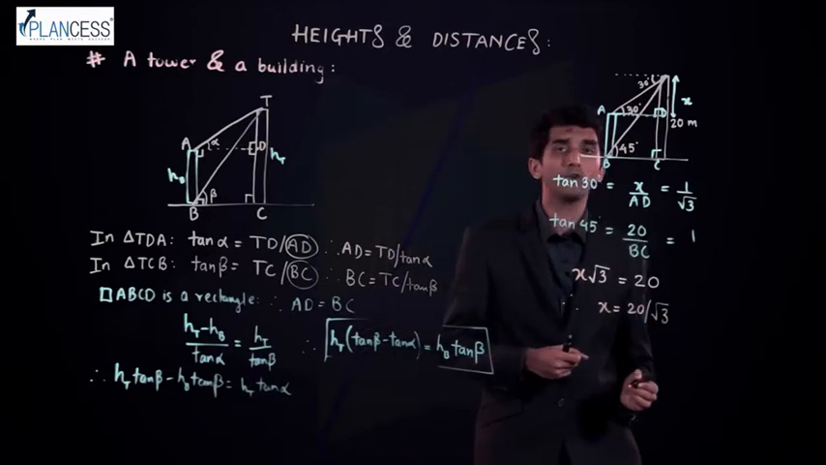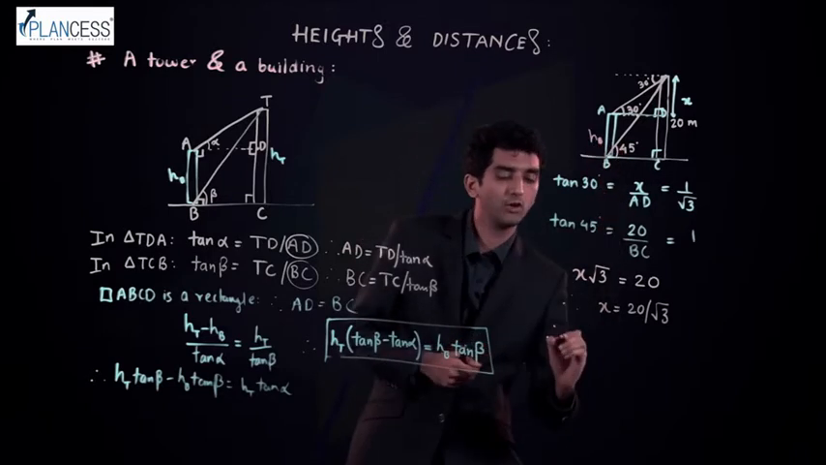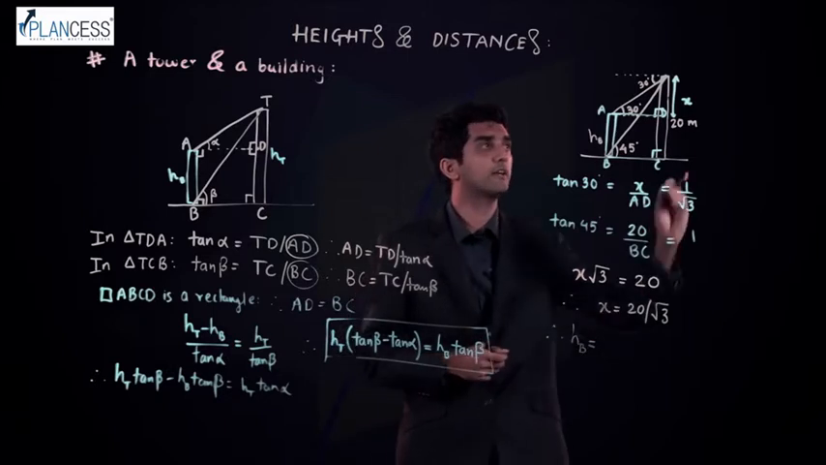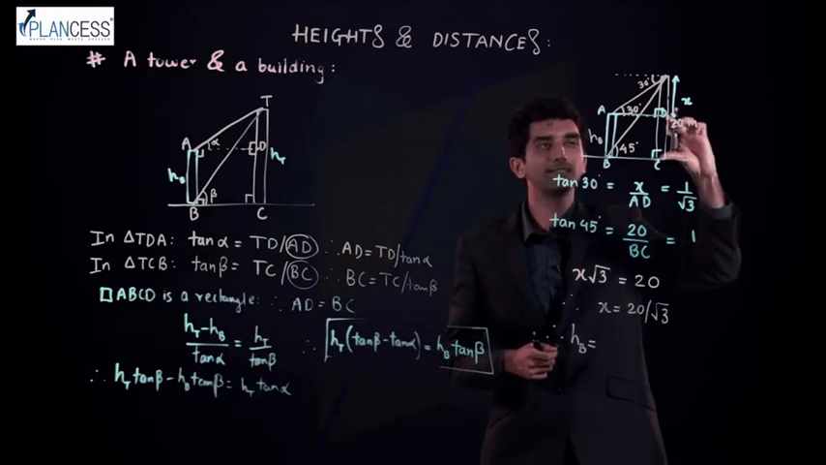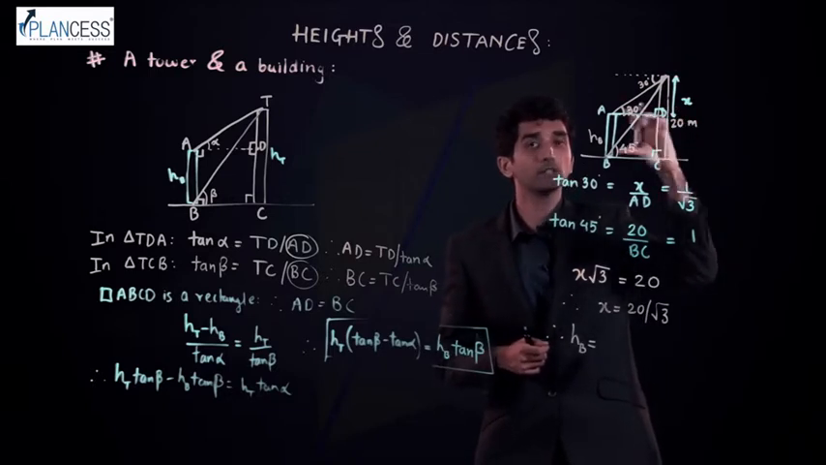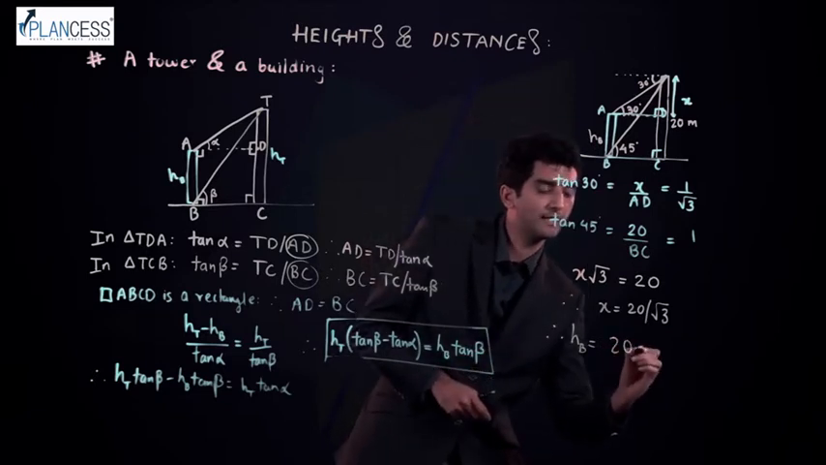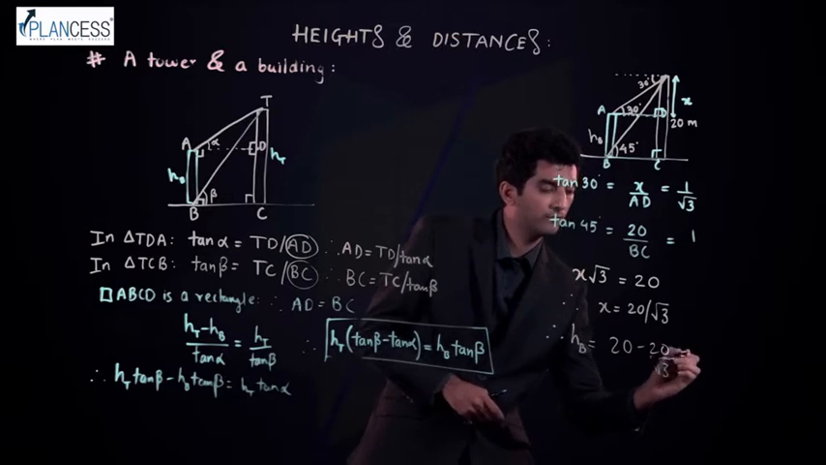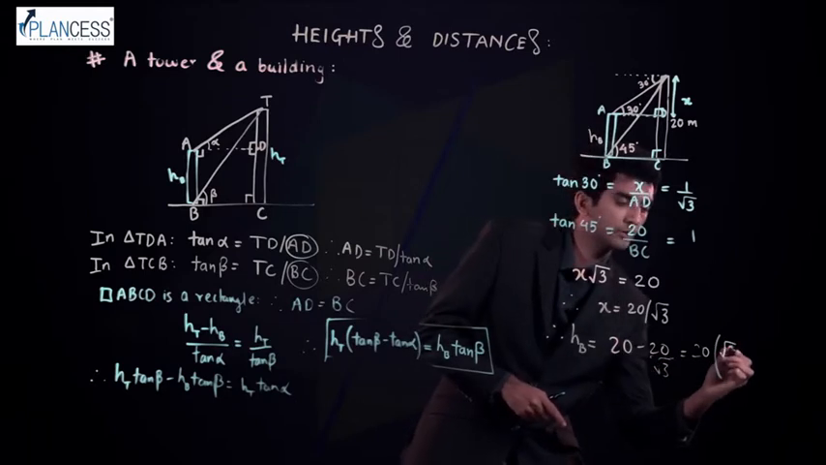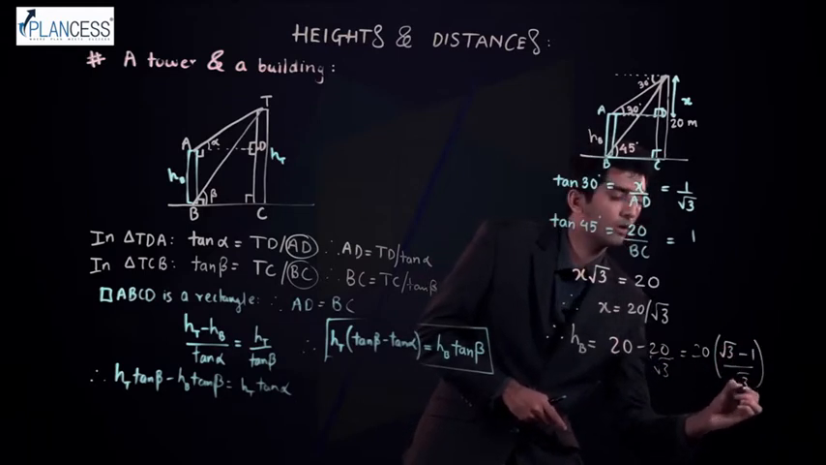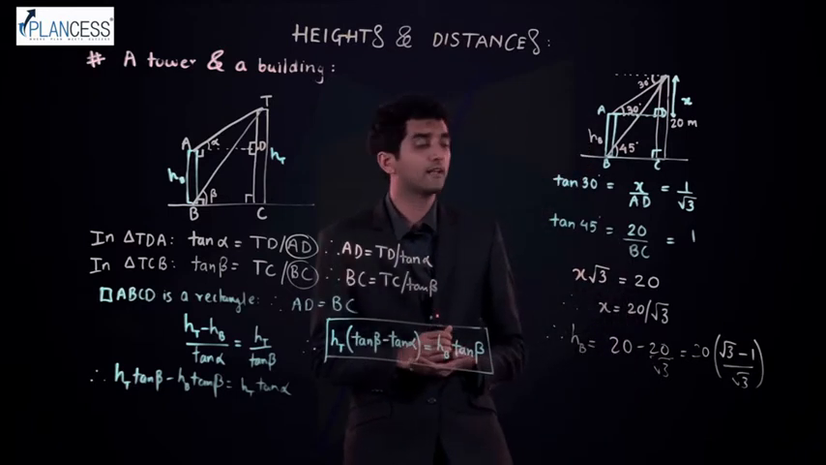Once we get the value of x, getting the value of the height of the building is easy, because the height of the building is nothing but the height of the tower minus the value of x, right? If I subtract this, I get this, which is nothing but equal to AB, because opposite sides of the rectangle are equal. So HB is nothing but 20 minus 20 over root 3. Solving this will give us 20 common. In the bracket, 1 minus 1 over root 3, so you can write that as root 3 minus 1 over root 3. So this is going to be the height of the building. Naturally, it is less than the height of the tower.